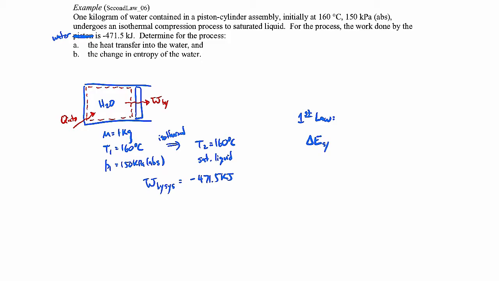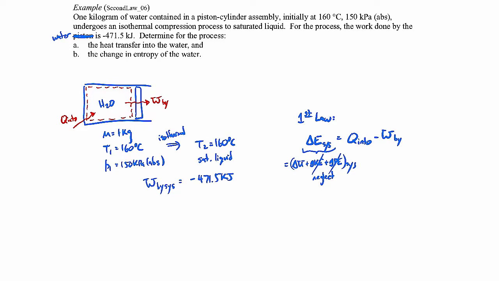Change in total energy of the system is equal to the heat into minus the work done by the system. This should all be old hat for you. You've done this many times. The change in total energy of the system will be change in the internal energy plus the change in kinetic energy plus the change in the potential energy of the system. We're going to neglect the changes in kinetic and potential energy because the piston cylinder arrangement, the water inside, these are not moving up and down or moving around to any appreciable degree. So we'll go ahead and neglect those.